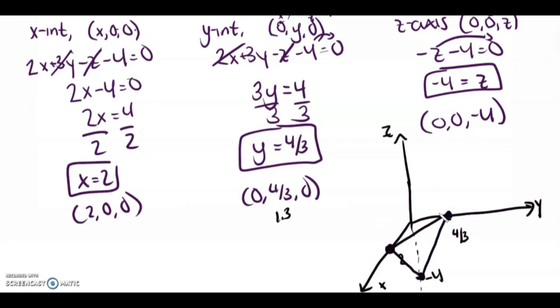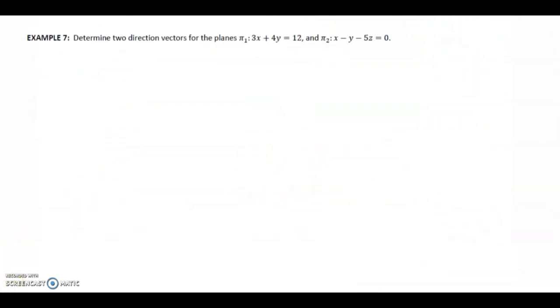Okay, and that's our plane. Okay, example 7, determine 2 direction vectors for these 2 planes. Okay, so we have plane 1 and plane 2.